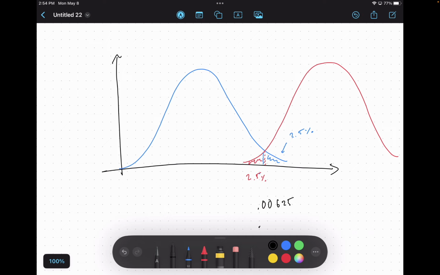Or 0.9375. So the point at which they meet, I think this is the right interpretation. You were saying that 0.6% of the time they would not be statistically different, and 99.375% of the time they would be different. Okay. I think that's the right interpretation.